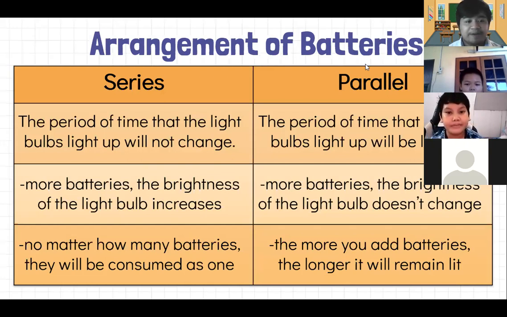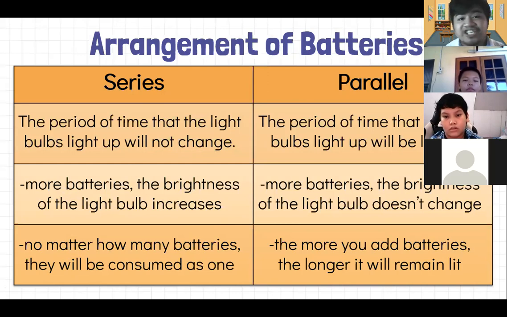For series, the period of time that the light bulbs will light up will not change. So in the series, let's just read first. For series, the period of time that the light bulbs light up will not change. More batteries, the brightness of the light bulb increases. No matter how many batteries, they will be consumed as one. So here, in the series arrangement of batteries, the positive side of the battery will be connected to the negative side of another battery, okay?